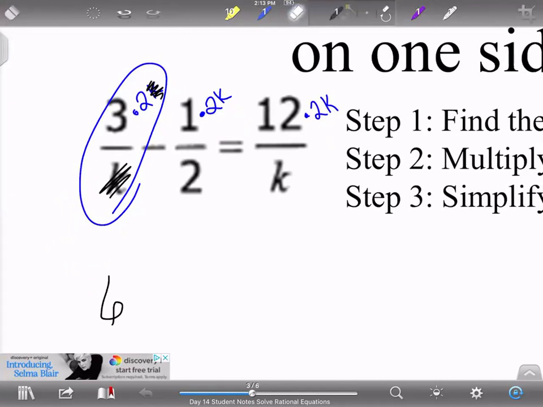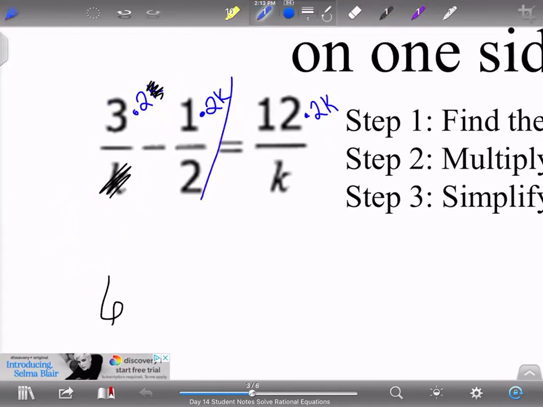The same thing's going to happen when I jump to this next fraction here. I'm going to take 1 times 2K, and then I'm going to divide it by 2. Well, multiplying by this 2 and dividing by this 2 are inverse operations. Multiplying by 2 and dividing by 2 cancel each other out. So now I just need to take the -1 times K, which is just -1K or minus K.